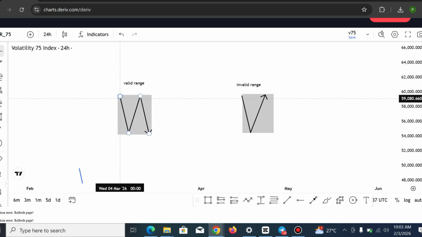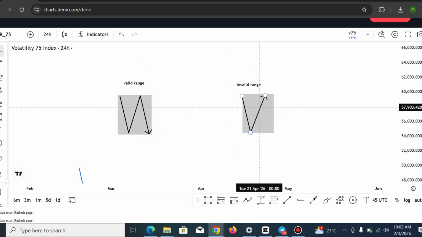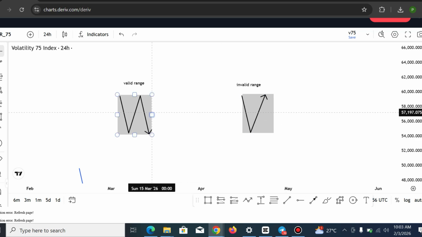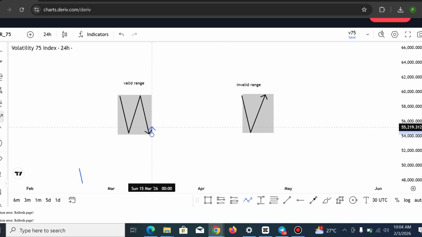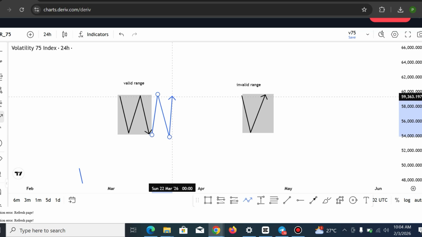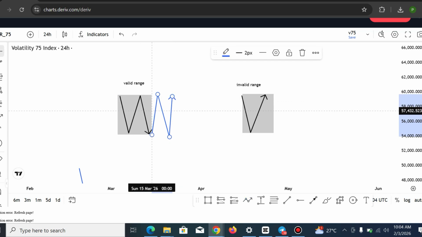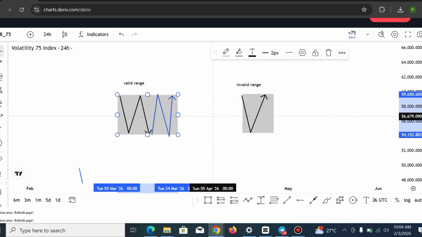Okay, so a valid range, like I always teach my students, should have at least two highs and two lows. Okay, so if it's the presence of only maybe two highs and a low, that is not a range yet. Maybe if it's having two lows and a high, that is also an invalid range. Okay, you want to have two highs, two lows. So when you see that, that's a valid range. You can have maybe more than two, or say at least. Okay, so that right there is a valid range.